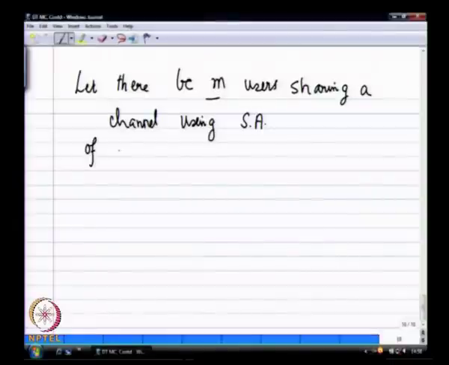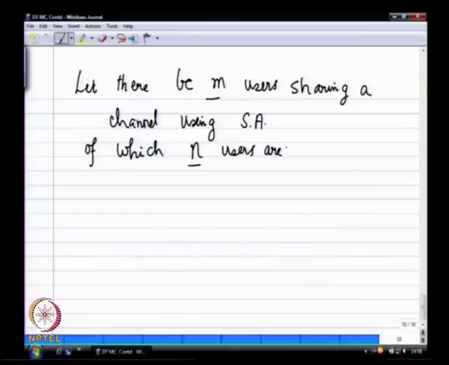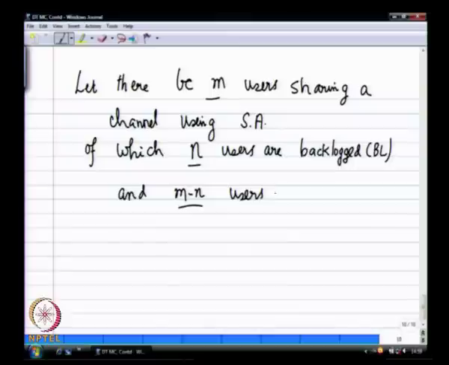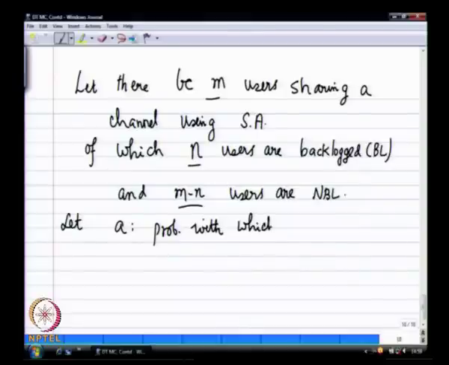So given the probabilities, this is what we will define. There are M users sharing the channel, of which N users are backlogged and M minus N are not backlogged. Let A be the probability with which a non-backlogged user will transmit in a given slot.